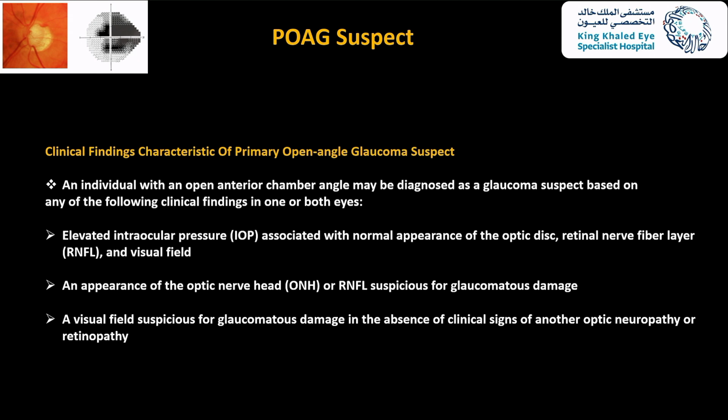This is the definition of ocular hypertension. Or an appearance of the optic nerve head or retinal nerve fiber layer that is suspicious for glaucomatous damage. With this definition, you exclude angle closure, pseudoexfoliative, pigment, and the other open angle glaucomas. The third thing is a visual field that is consistent with glaucoma damage, but usually in the absence of clinical signs of another optic neuropathy.